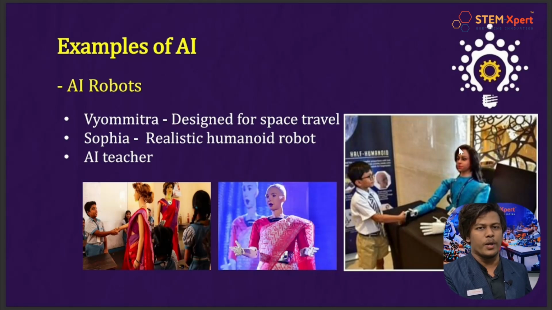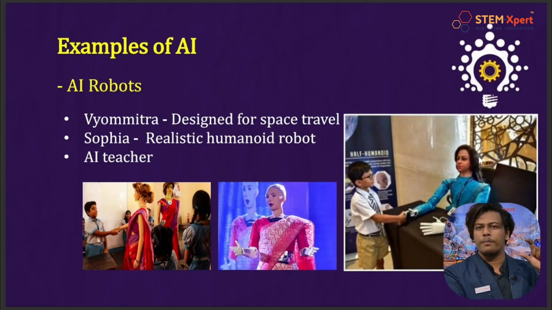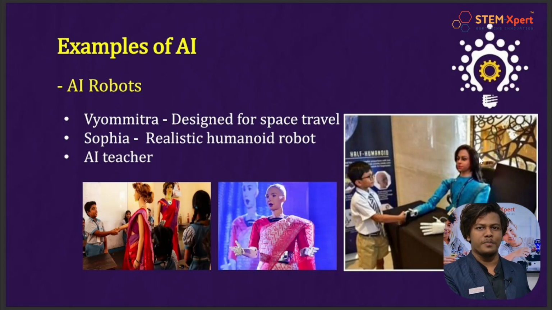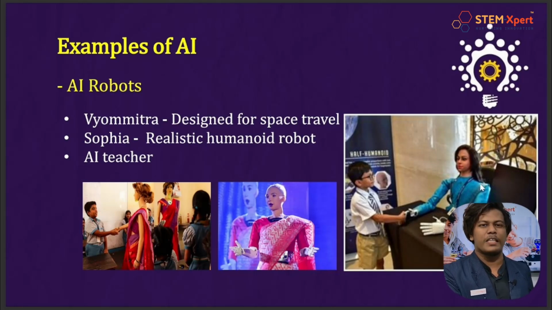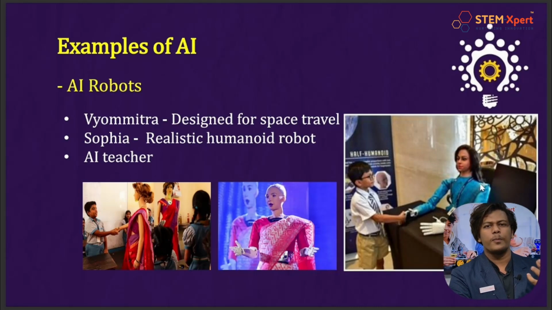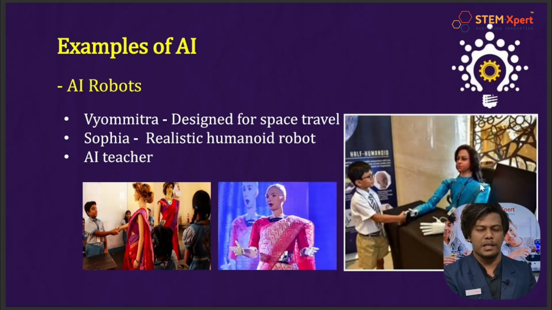This robot is called Vyomitra. Has anyone heard this word before? Vyomitra? Anyone? Okay, I can explain. This robot is designed for space travel. Just look at the last image. This robot is designed for space travel, for collecting details, for helping the astronauts. That's really something, right? And it was developed by ISRO, the Indian Space Research Organisation. That's really something, right? Now let's focus on the second one. That is Sophia.